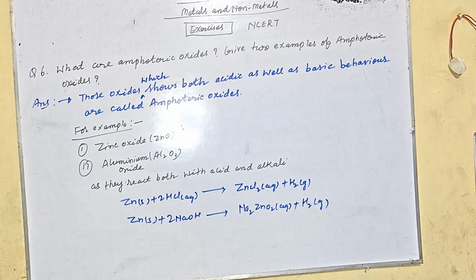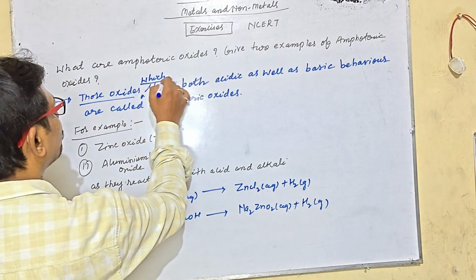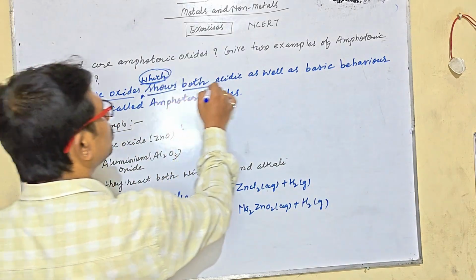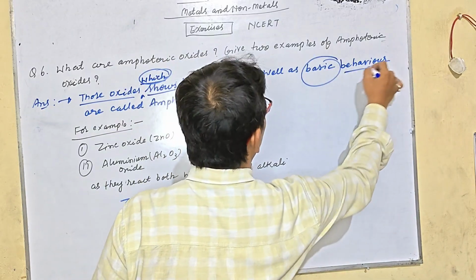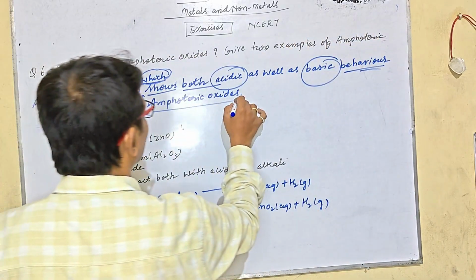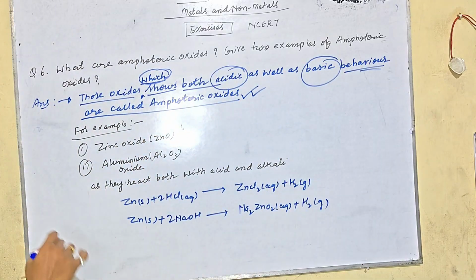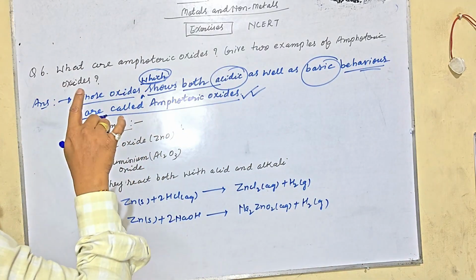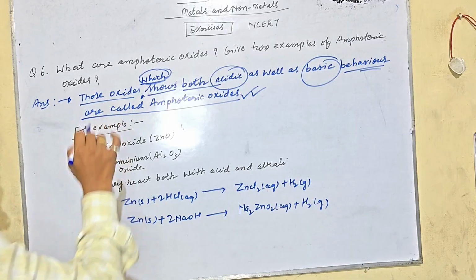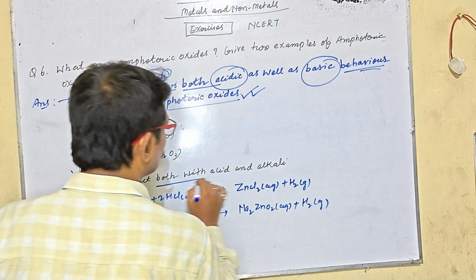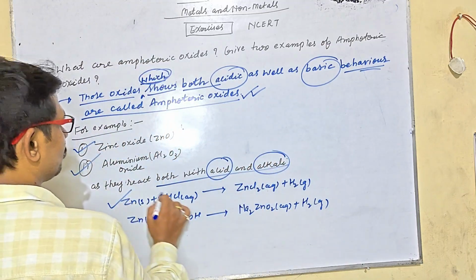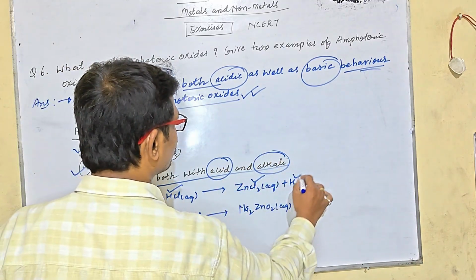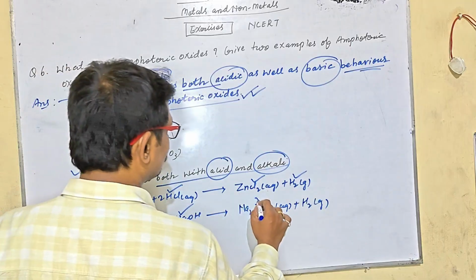So what are amphoteric oxides? Give two examples. Those oxides which show both acidic as well as basic behavior are called amphoteric oxides. For example, zinc oxide and aluminum oxide, as they react both with acid and alkali, like zinc plus 2HCl gives ZnCl2 plus H2, zinc plus 2NaOH gives Na2ZnO2 plus H2.